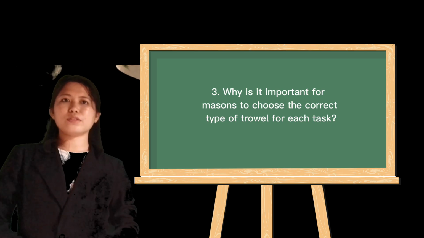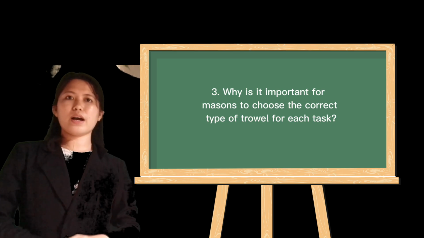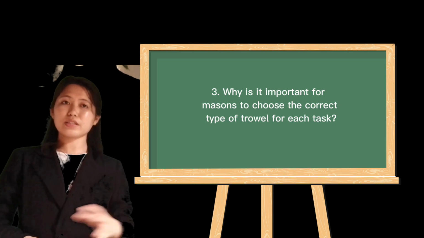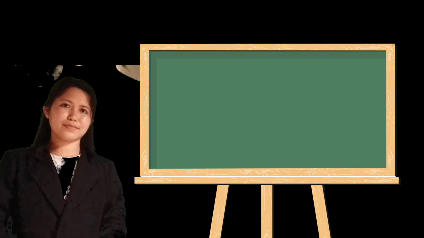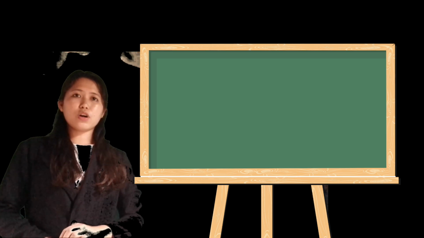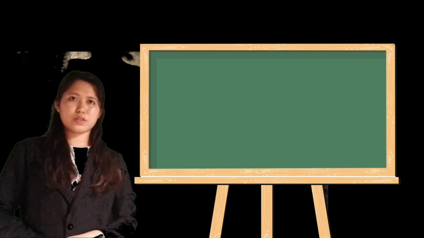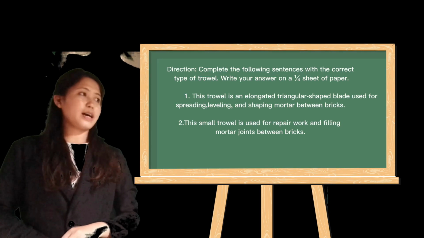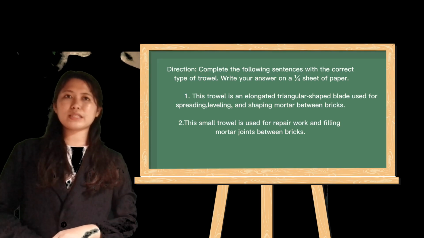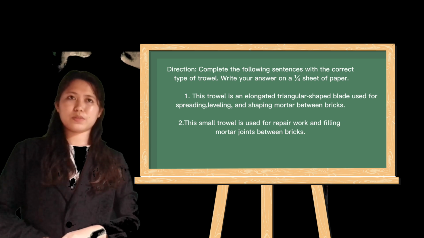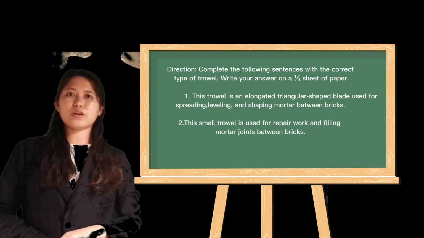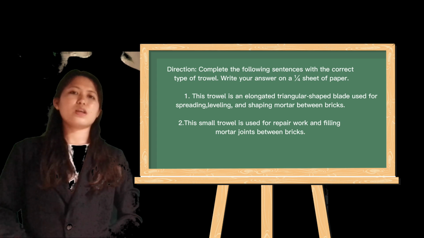I am glad to know that all of you understand our lesson this afternoon. Now, give yourself a one big clap. Now, you're going to answer this question. Here's the direction. Complete the following sentences with the correct type of trowel. Write your answer on a 1/4 sheet of paper.